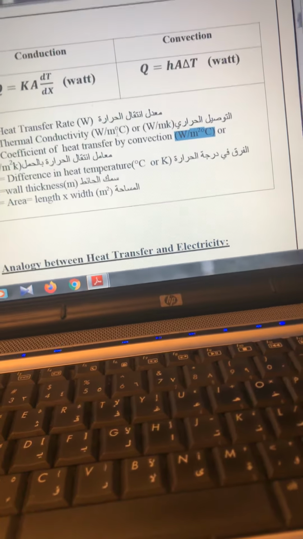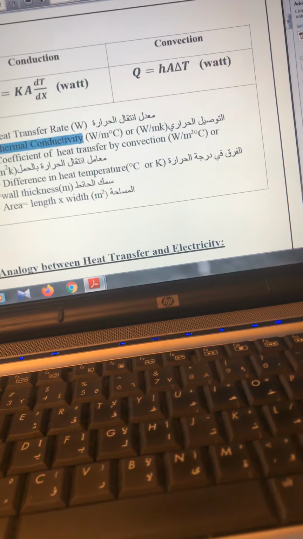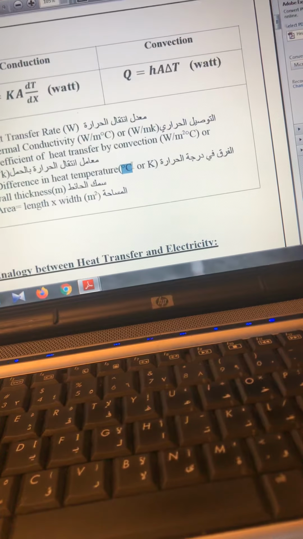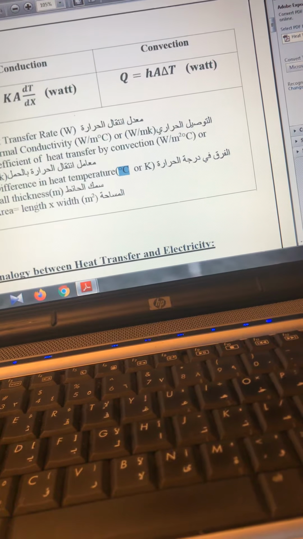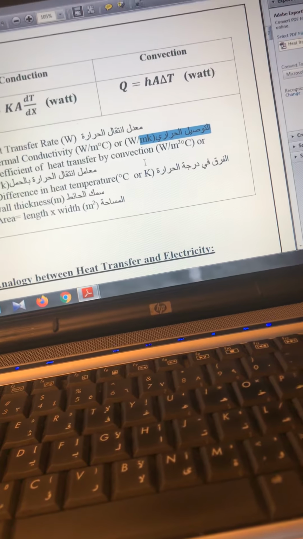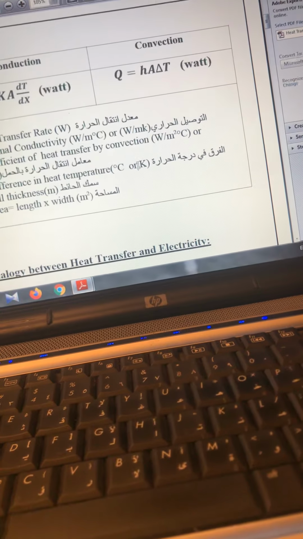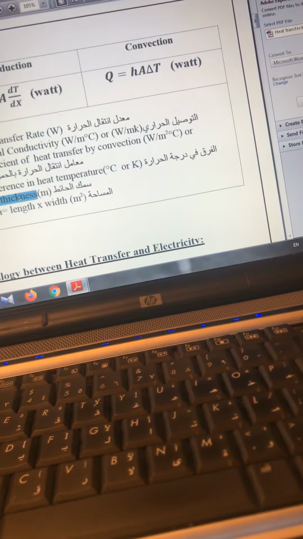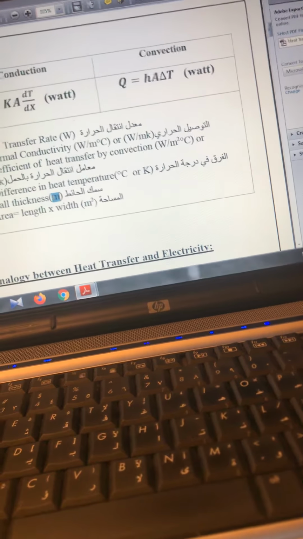And the temperature, if the thermal conductivity is given in Celsius, the temperature must be in Celsius. Okay? If it's given with another parameter, we have to change it to Kelvin. And what about the wall thickness? The wall thickness must be calculated in meter.